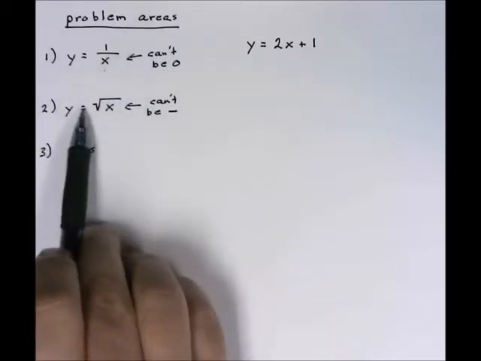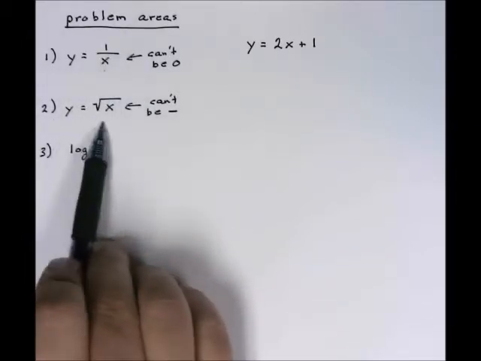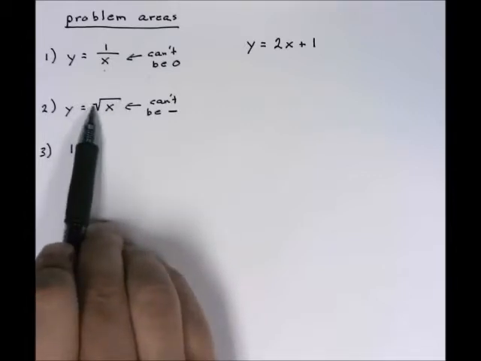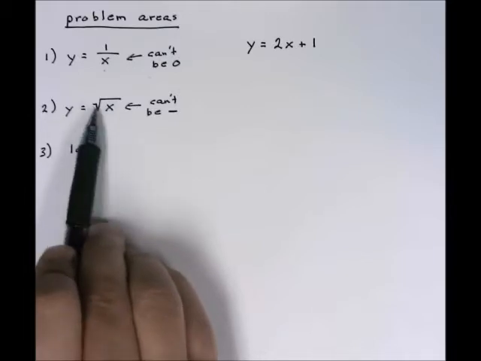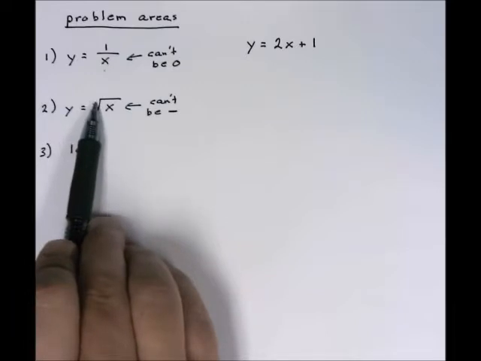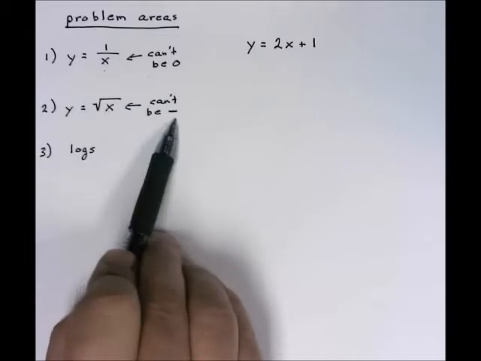The second problem you'll run into is radicals with an even index. That's square roots or fourth roots. If you have cube roots or fifth roots, this doesn't apply. Only applies to roots with an even index. But if we have even index roots, you can't have a negative under the radical.